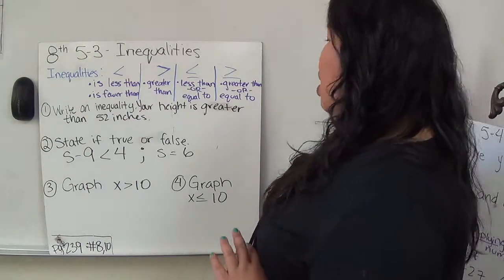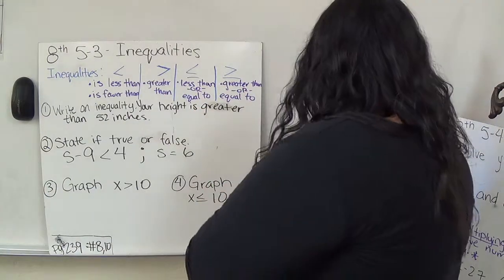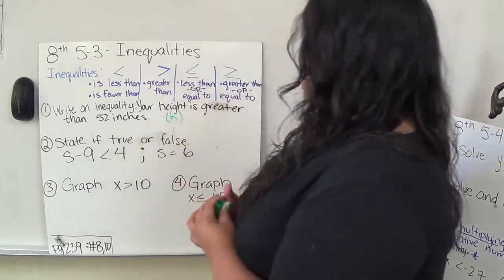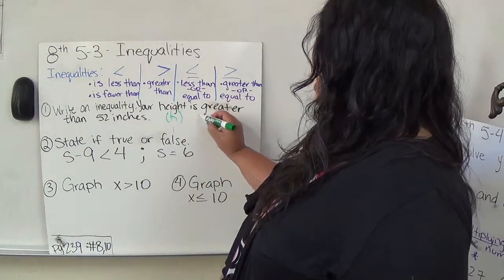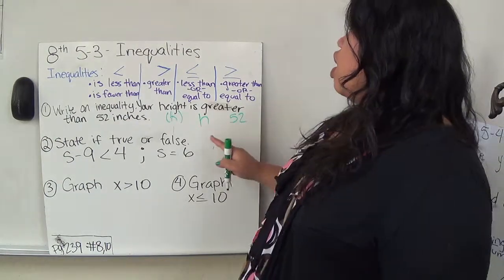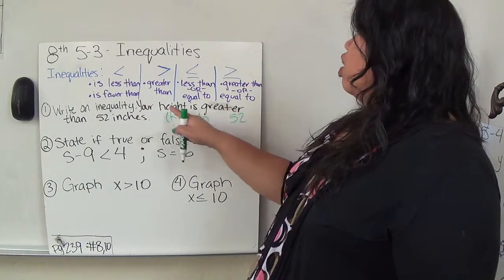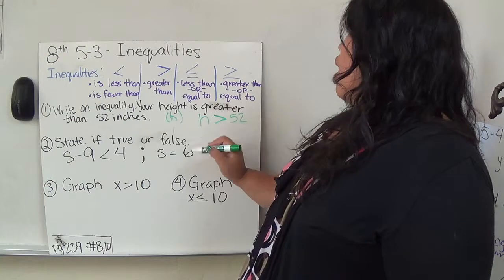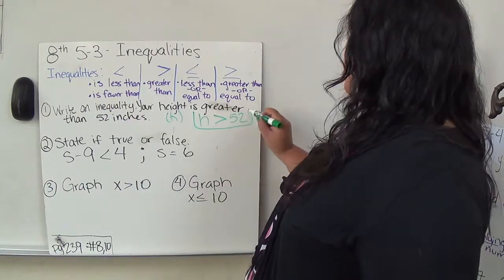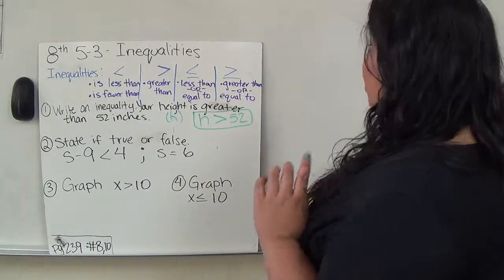Your height is greater than 52 inches. So if we represent height as h, then that means our height is greater than 52. So I know the other value is 52. The question is, where does the opening go? Well, because height is greater, the opening is going to go towards my h, which is my height. It doesn't say greater than or equal to, it says just greater than, so I have no equal sign underneath.